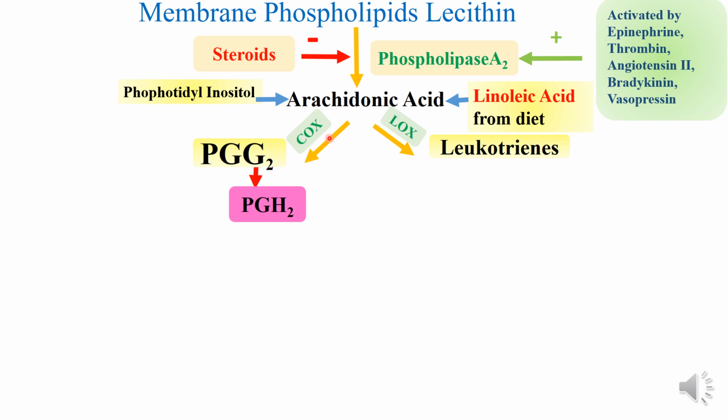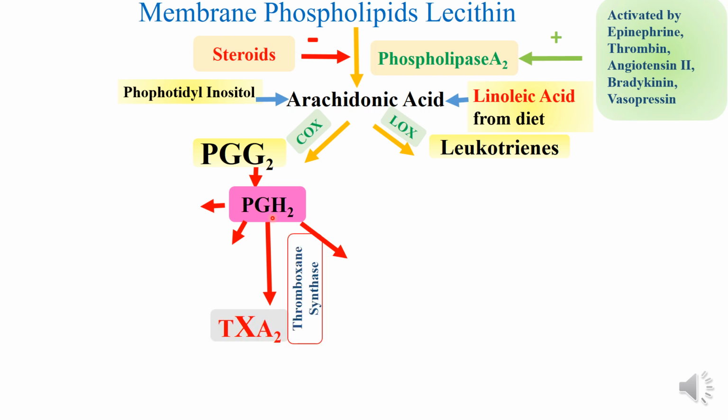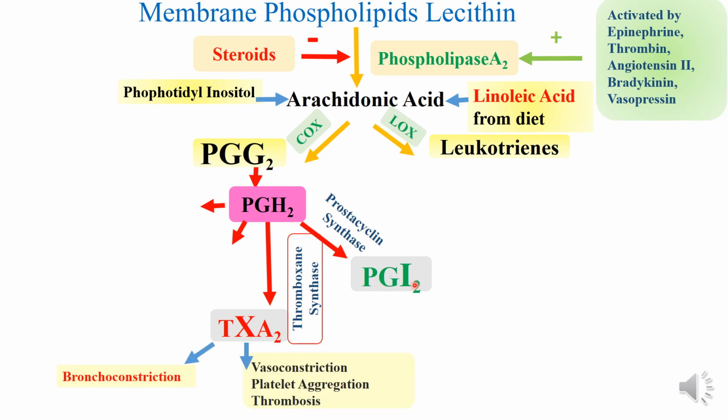Now PGG2 is converted to PGH2, and PGH2 will be further converted by different enzymes to other prostaglandins and prostacyclins. So the first product is thromboxane A2, which is formed by thromboxane synthase. The enzyme prostacyclin synthase gives rise to prostacyclin PGI2. And thromboxane A2 has two main effects, that is bronchoconstriction, and platelet aggregation, thrombosis and vasoconstriction.